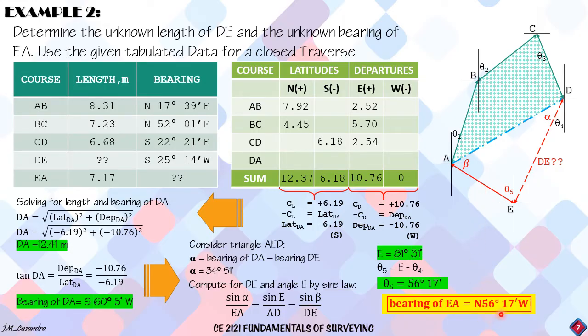Okay? And for the distance of DE, or length of DE, using sine law again, we now have to solve for beta. Beta can be computed as 180 minus angle E minus alpha. So that's equal to 63 degrees 38 minutes, and DE from sine law is equal to 11.24 meters.